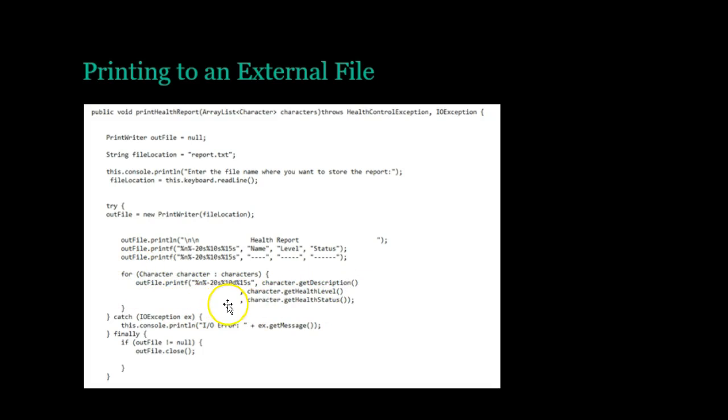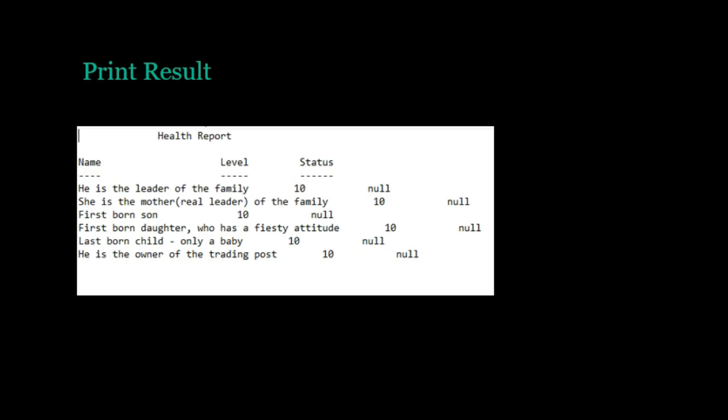Then this for loop loops through the characters and gets the description, health level, and health status, which then prints in the table. Now if this had said get name, it would have printed much better. Here's the printed result, messed up as it is, showing the description instead of a name. And if these had been names, they'd have been shorter, and then these might have actually been in their proper places.